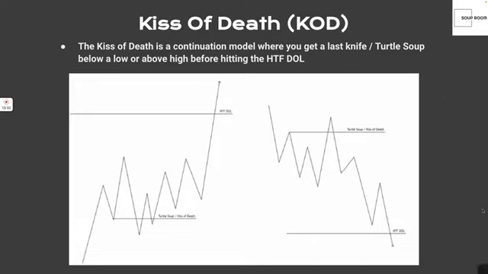Example right here. A violent move back down, expansion up, violent move back up, expansion down. This setup forms usually right before a key level is about to be hit.